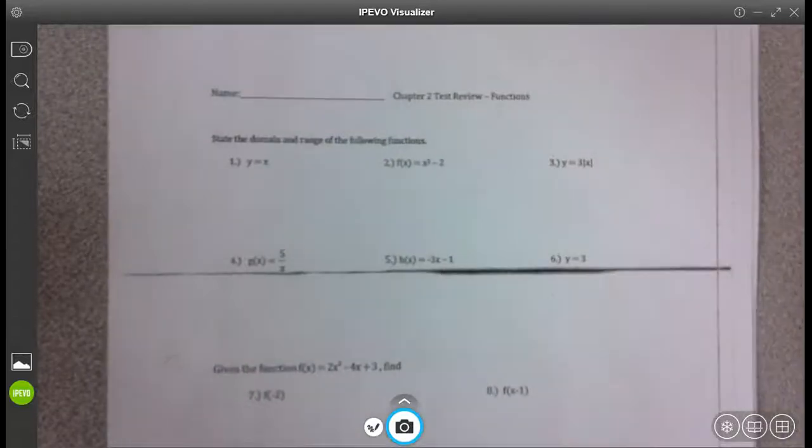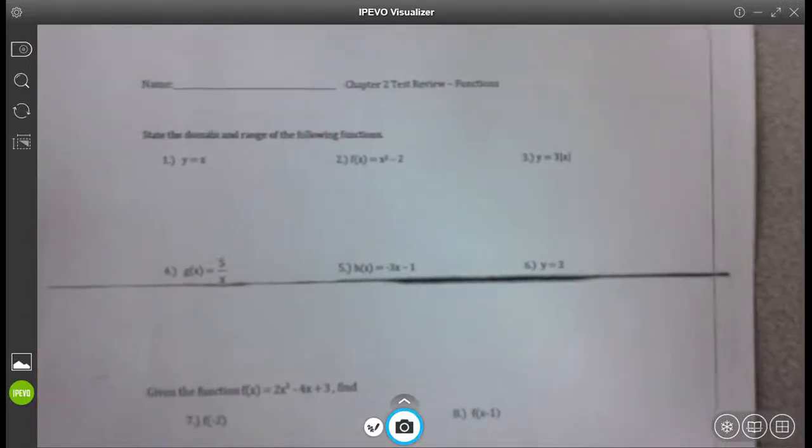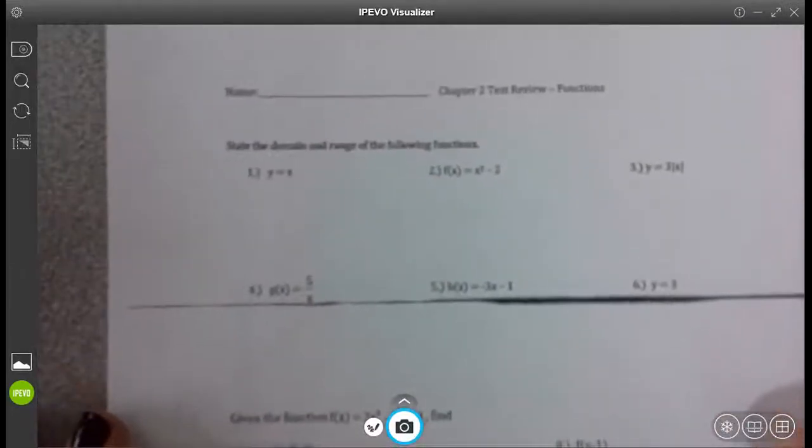All right, so this is your Chapter 2 review. Functions is the main theme. So we have all types of functions, and first and foremost, we talk about when given a function, what is its domain and range? Let me turn on another light real quick.